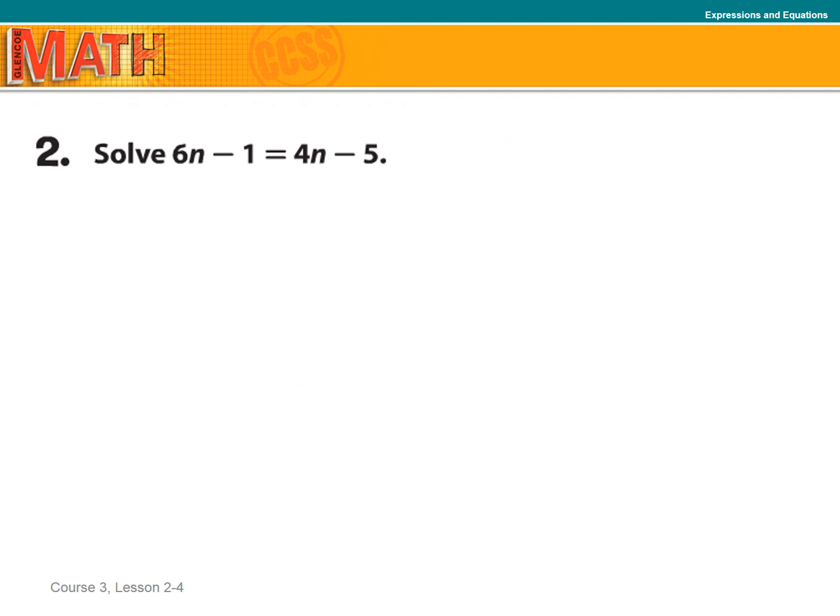Our next example: solve 6n minus 1 equal to 4n minus 5. Ultimately, the goal of this problem is to solve for n. There's 4 ways to do this. I'm going to show you one of the ways. What I'm going to start with is moving the numbers, so nothing with variables on it. So I'm going to try to move the 1.